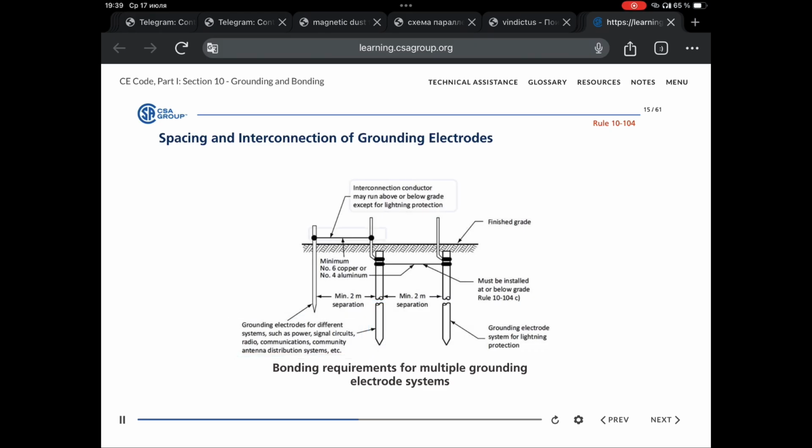Grounding electrodes must be interconnected with a conductor made of material prescribed for grounding conductors, sized as prescribed for grounding conductors, and protected from mechanical damage as required for grounding conductors, and in the case of lightning protection systems, interconnected with a conductor at or below ground level.